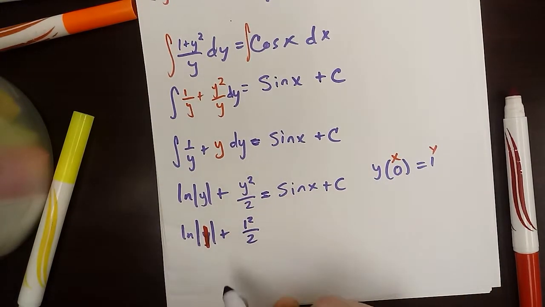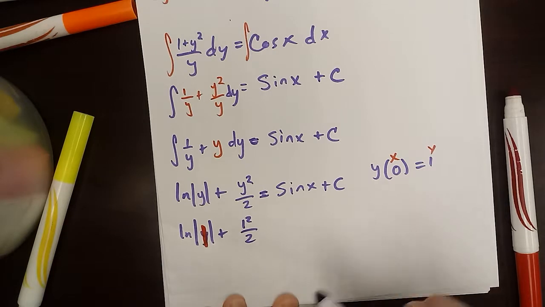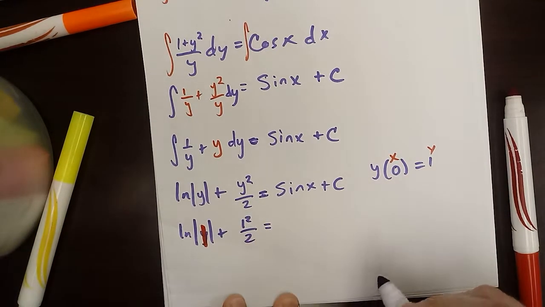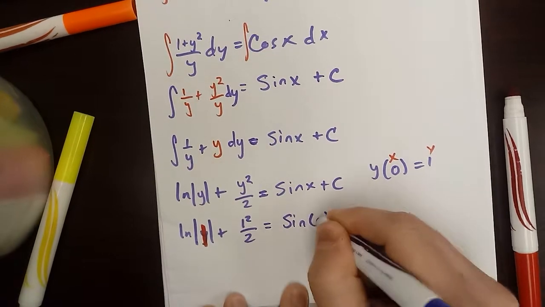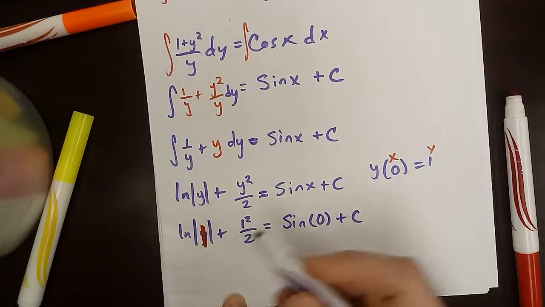I think because 1 and y start with the same w sound, my brain was like, what? Oh, you're writing y again. No, brain. All right, so now we want sine, and we see an x, so I'm going to put a 0 there, plus c. This is actually really, really nice.